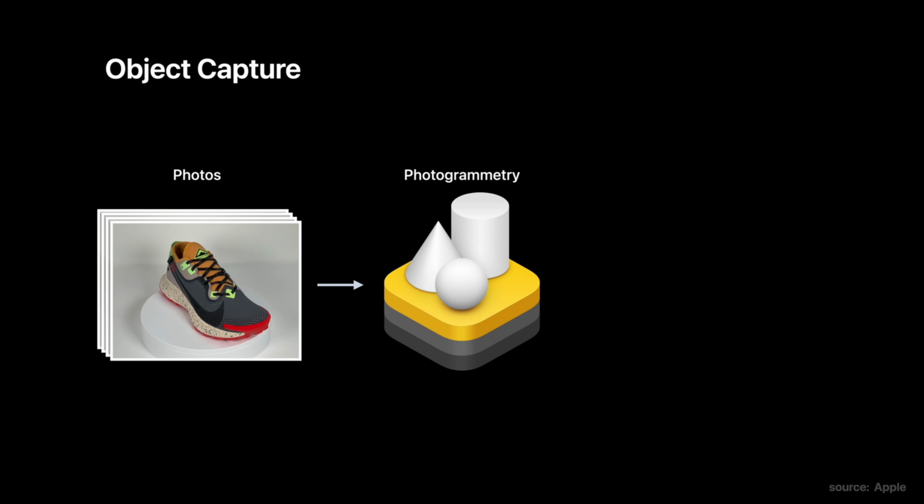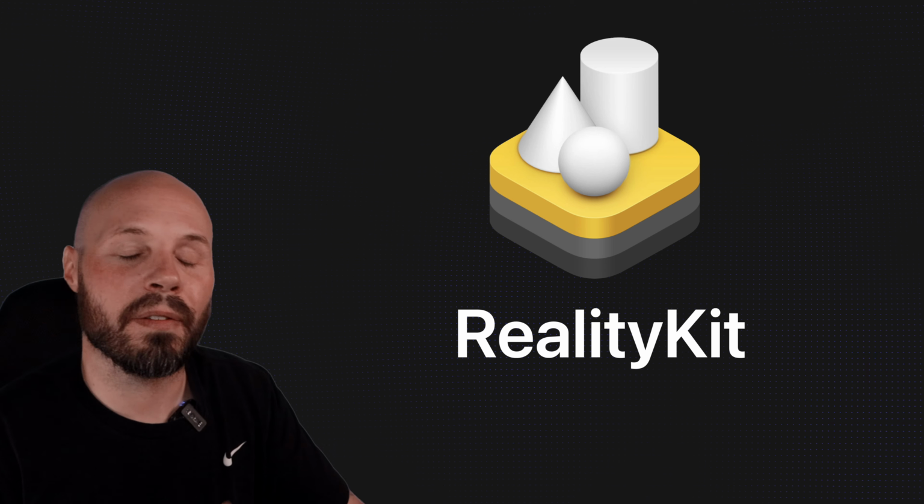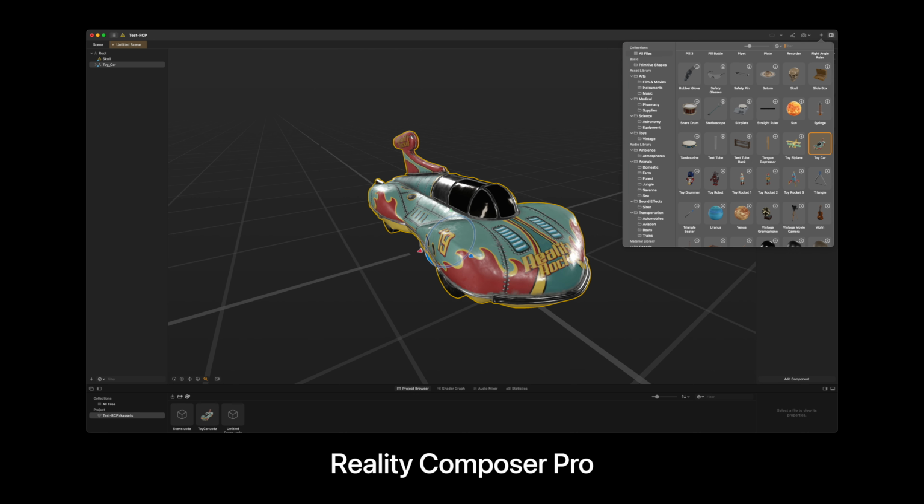Then you take all those photos, put them into Reality Composer Pro, which uses RealityKit's photogrammetry API to create your 3D object. So now you have your USDZ file that you can use in your Vision Pro app however you like. Quick side note, in a few days, I'm gonna have a video on my channel all about how to use Reality Composer and Reality Composer Pro, so stay tuned for that.